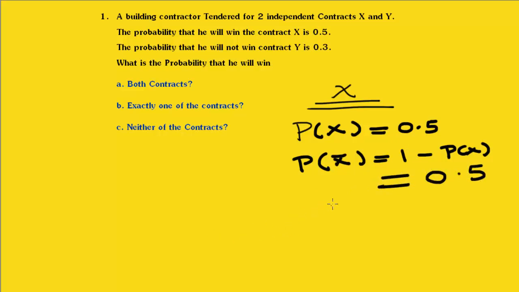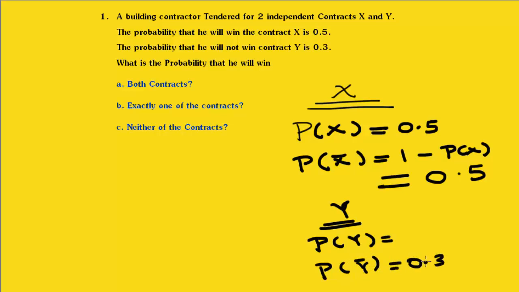But if you then go to event Y, there are two outcomes. Let's look at the first one. Probability of winning contract Y is, well, they've given us the probability of not winning contract Y, and that's been given as 0.3. So from what I just said, the probability of winning contract Y will be 1 minus the probability of not winning contract Y, which will be 1 minus 0.3, which is 0.7.